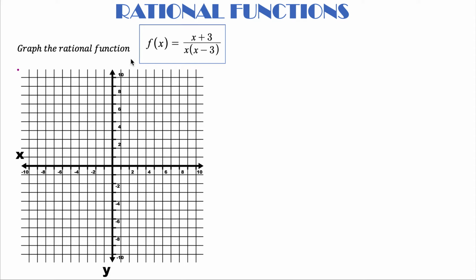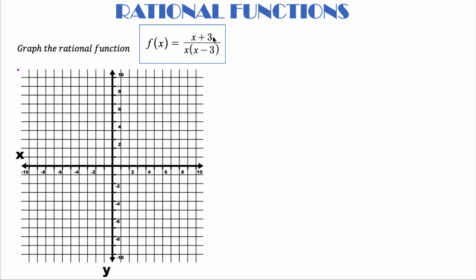Sketching a rational function. Let's say we have a function f of x is equal to x plus 3 over x times x minus 3. So first of all, we are looking for the axis of symmetry. If we look at the axis of symmetry for this function, we already see this is x plus 3, but then x times x minus 3 is x squared minus 3x.